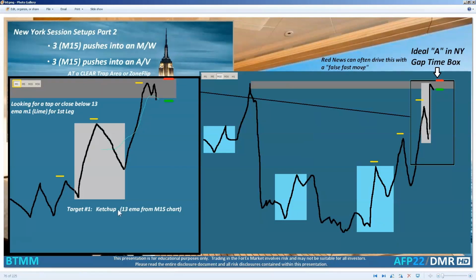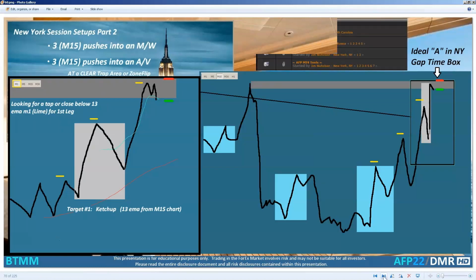Now, target 1 is going to be our catch-up, and it's going to be from the 13 EMA on the 15-minute chart. Your catch-up is going to roll through like that on the modified M1 charts, which I'll go into in a second. And that's right here.